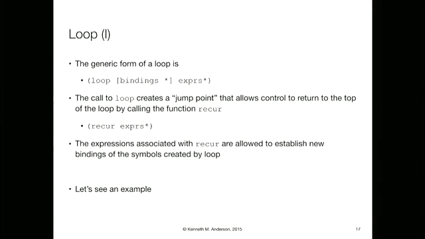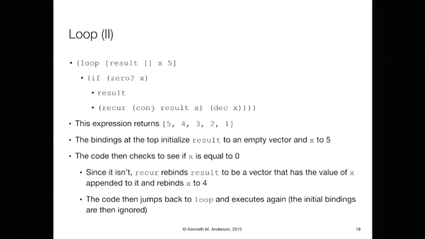All right, and then we started to go into loops. We have this loop macro, which takes in a set of bindings and expressions, and then is expected to be paired with somewhere in the expressions a call to recur, which allows us to jump back to the loop. And then the expressions that occur in the recur statement get rebound. They tell us how to rebind the symbols that were previously created in the original bindings.